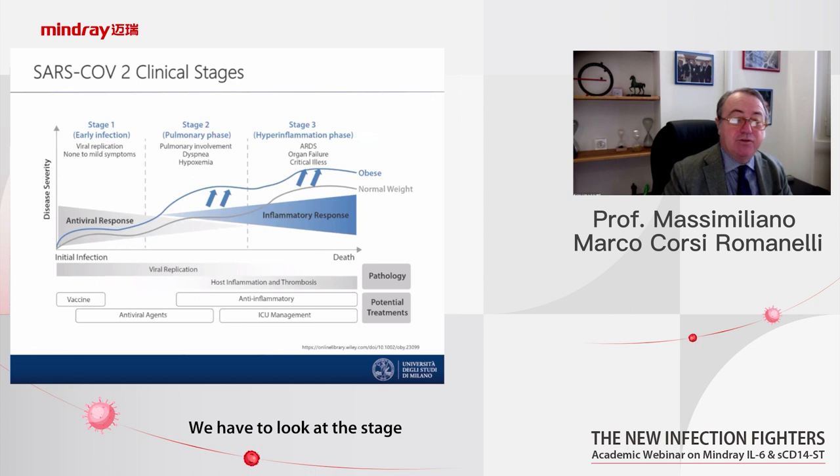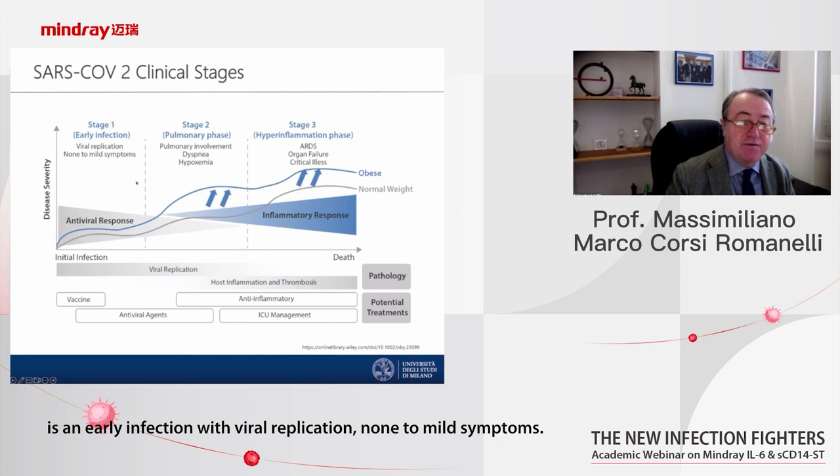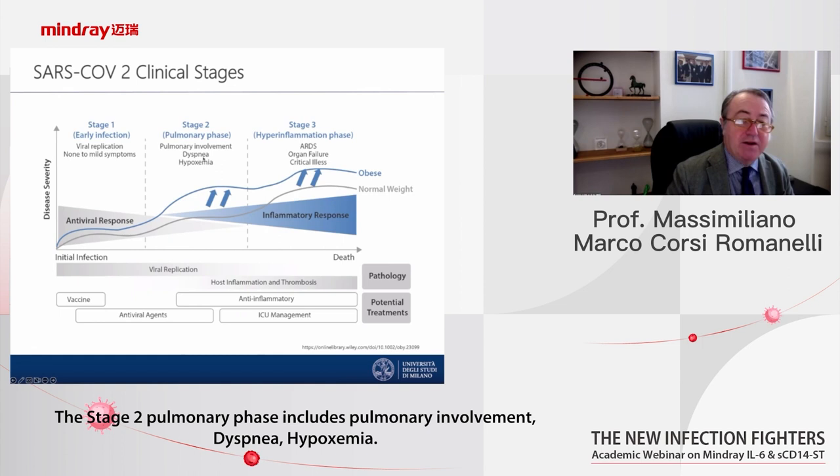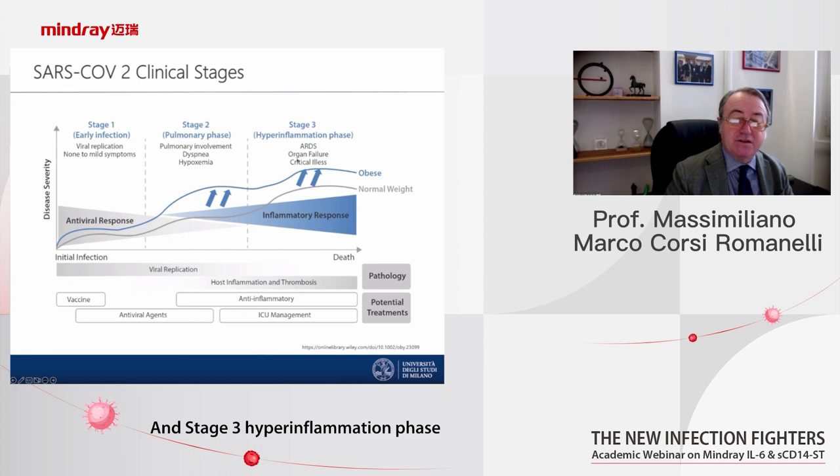Stage one is the early infection with viral replication, with mild symptoms. Stage two is the pulmonary phase, with pulmonary involvement, dyspnea, hypoxemia. And the hyperinflammation phase, stage three, with ARDS, organ failure, critical illness. And this is much more common in obese patients.